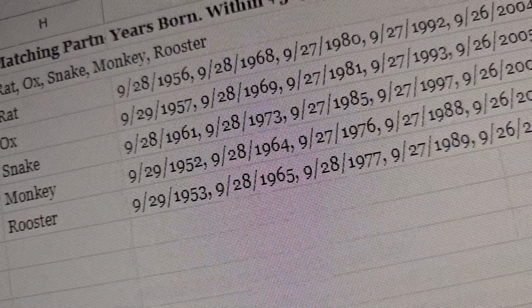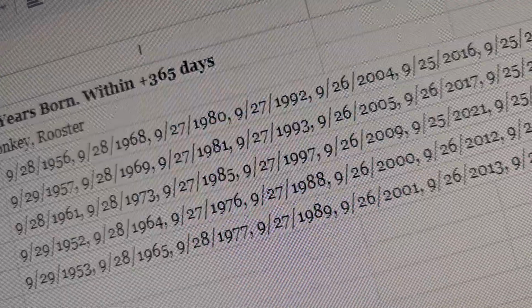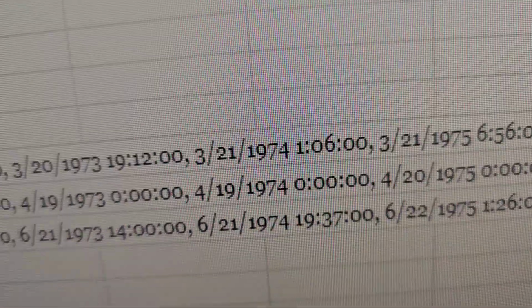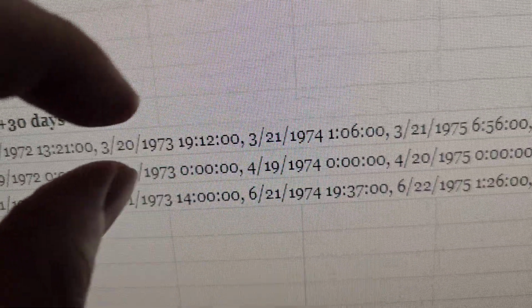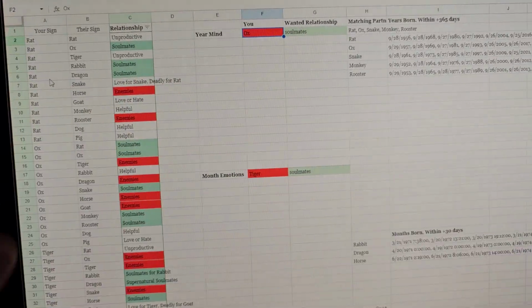And where do we have it? 1972. Yeah, it doesn't exist. So this is wrong. Not wrong, but it doesn't fit. There's no soulmate match. But I'll tell you more about that later. So this is just this one page.